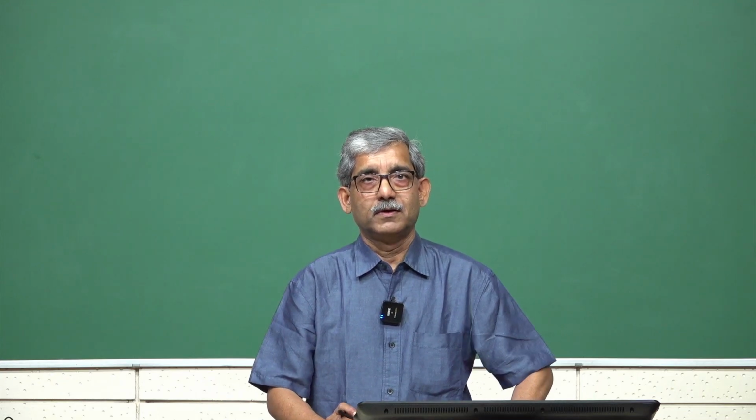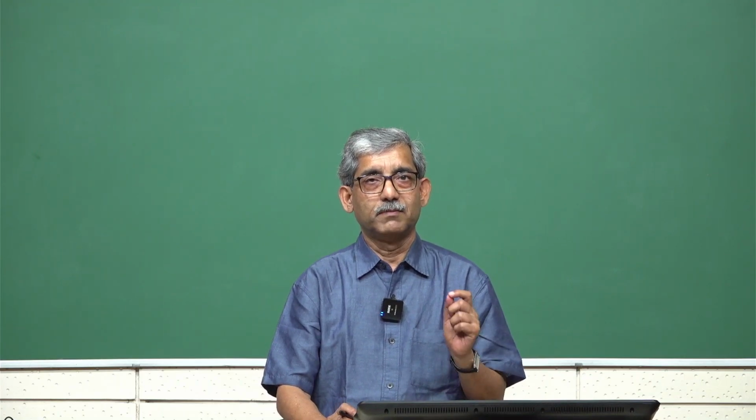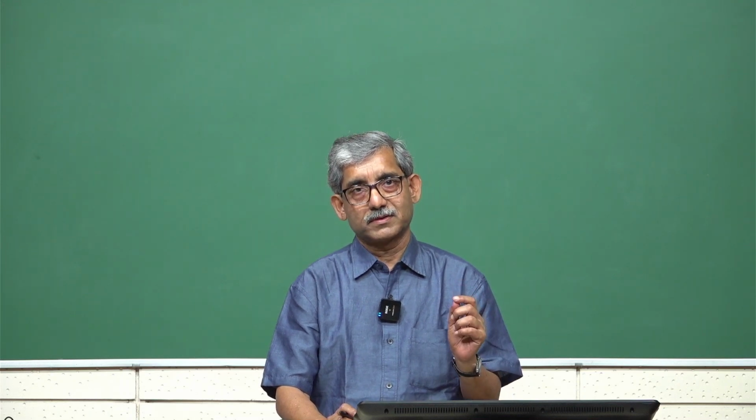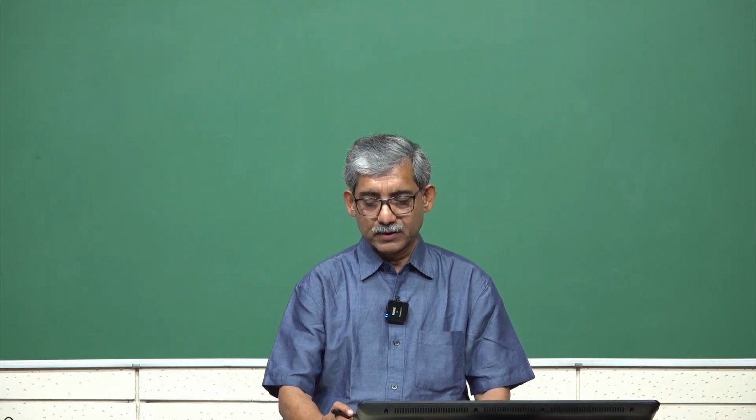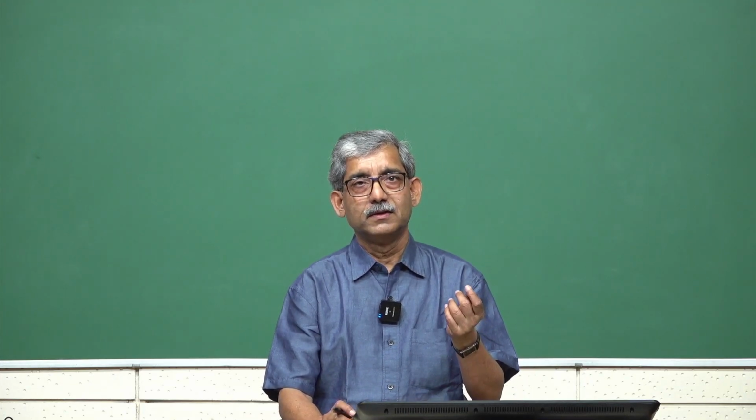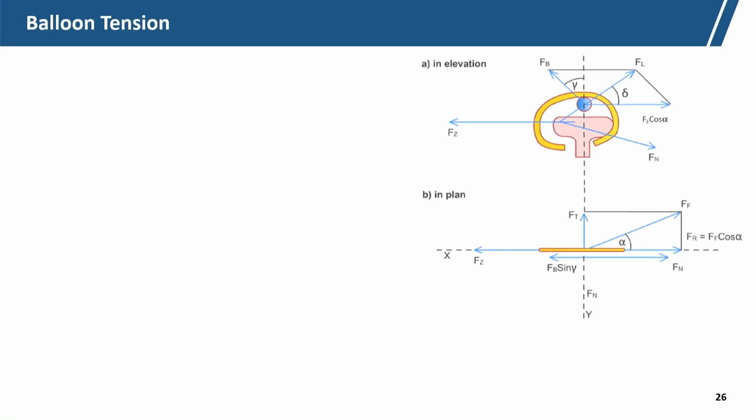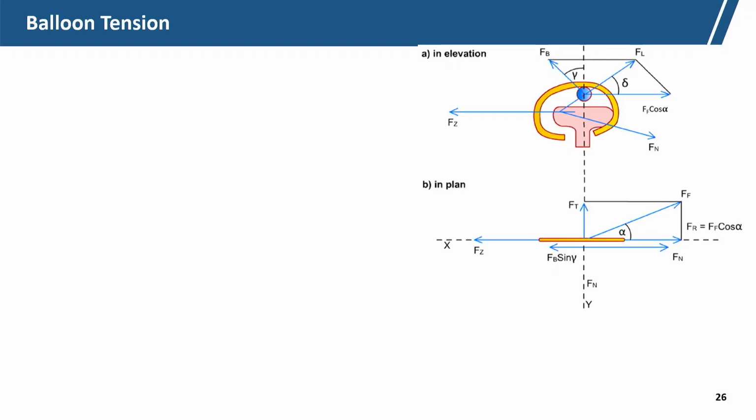Hello everyone. Now we will start the new session where we will discuss the balloon tension. In the last session we discussed that the traveler mass is responsible for balloon tension. So, balloon tension is basically a function of the rotational speed of the balloon and the mass of the yarn. This is the diagram which we have discussed earlier also.